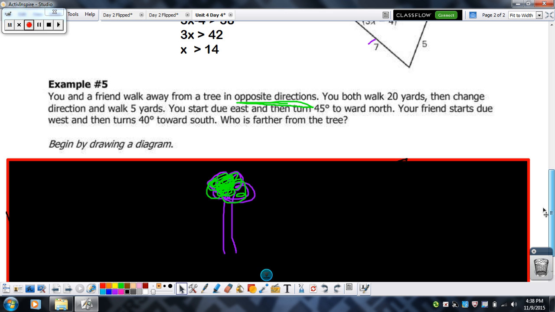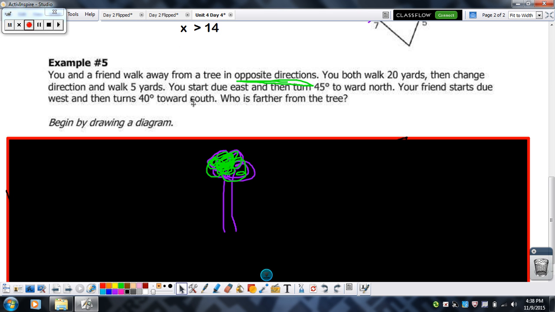Now for our last one, example number 5. You and a friend are walking away from a tree in opposite directions. You both walk 20 yards, then change direction and walk 5 yards. You start due east, then turn 45 degrees toward north. Your friend starts due west, then turns 40 degrees towards south. Who is farther from the tree?